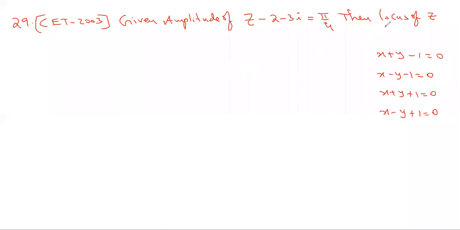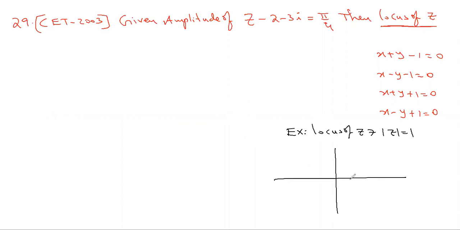So first of all, what does locus mean? Locus means the set of all points satisfying a given condition. A small example to understand the locus. So the locus of z such that mod z equals 1. What is mod z in complex numbers? The distance of the complex number from the origin. So the locus of z such that mod z equals 1 means the set of all points on the xy plane such that the distance from that point to the origin is 1.